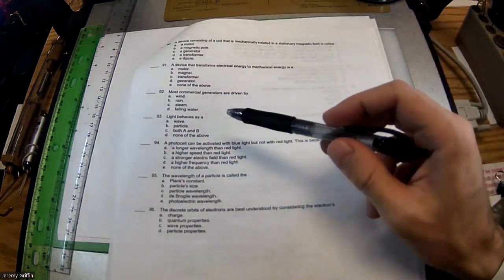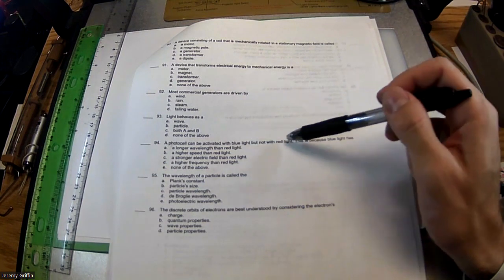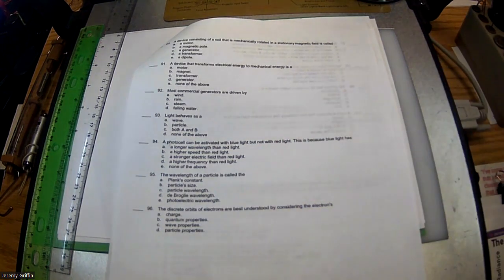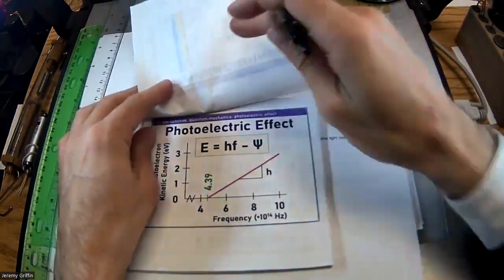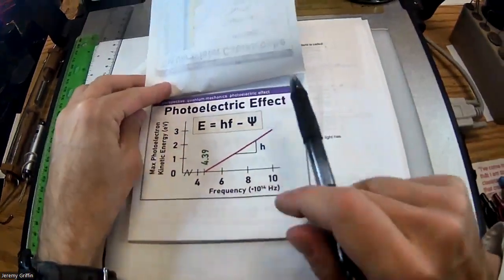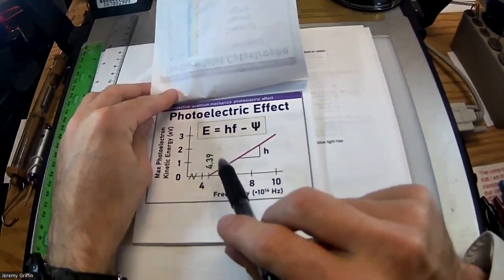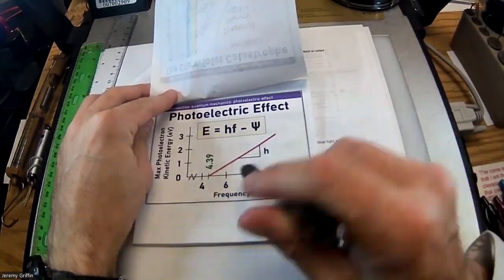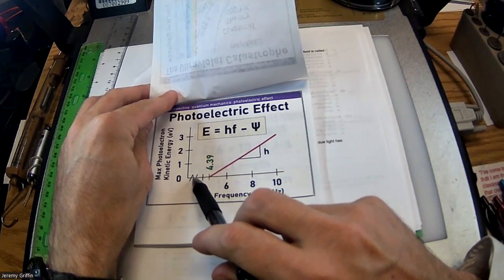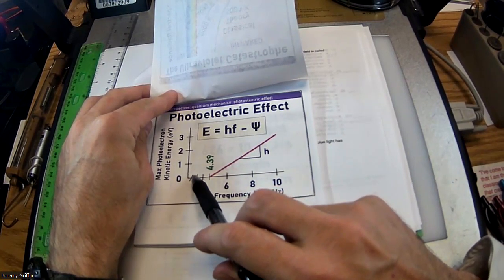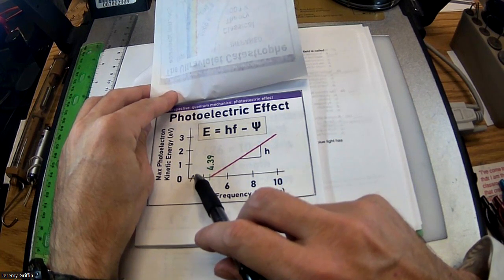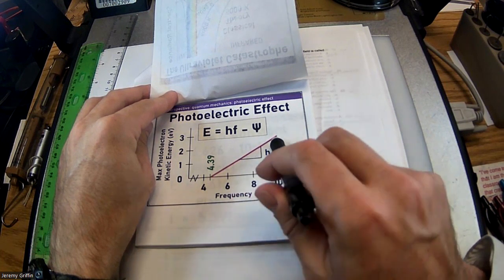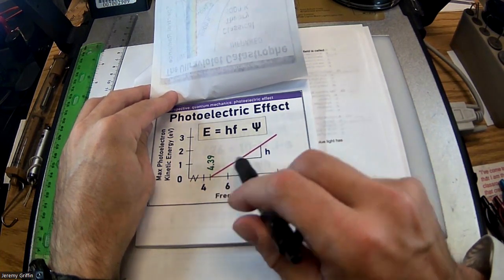A photocell can be activated with a blue light, but not with a red light. This is because the blue light... okay, so actually we're back to this graph. Remember, one thing scientists were trying to do was increase the intensity of the light. Suppose it wasn't emitting any, they couldn't collect any energy. They turned up the intensity and it still wasn't doing anything.